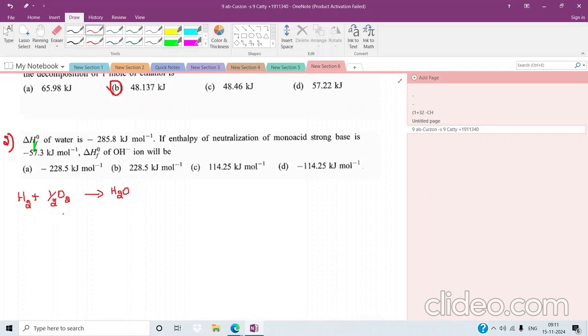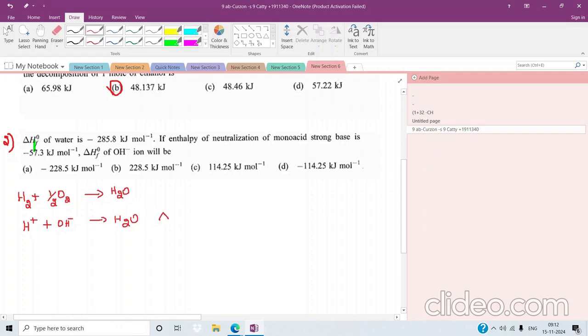And then the second one: the enthalpy of neutralization of monoacid strong base. So for monoacid strong base, the neutralization enthalpy is H plus and OH minus gives H2O. This is the neutralization enthalpy. Look at this. Both will form 1 mole of H2O, but we are not taking that second one as a formation enthalpy, because the formation enthalpy definition is that 1 mole of the product is formed from the elemental state of constituent atoms. So please be careful on that point.